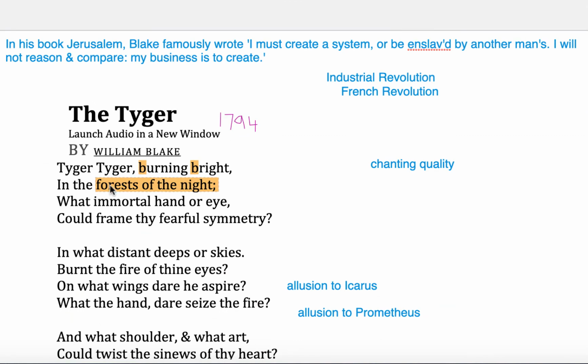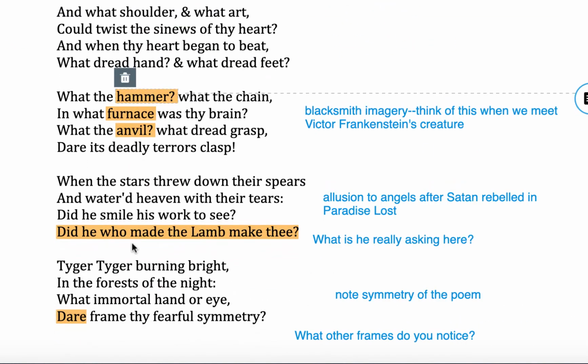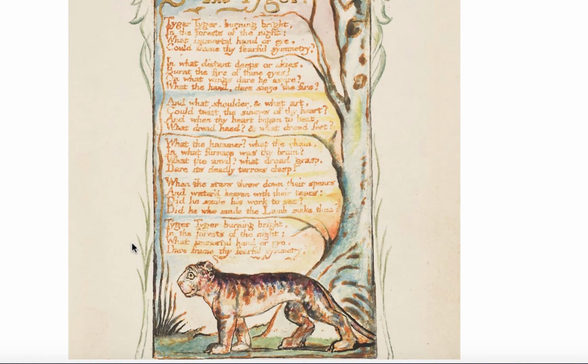The Tiger comes from his collection of poems called Songs of Experience. Many of those poems are kind of dark or depressing. There's poems about children who are chimney sweeps. There's poems about the smog in London and all the horrible conditions in London. On the flip side, he wrote a collection called Songs of Innocence that has the poem The Lamb in it, and he also created a plate using his special technique for the poem The Lamb.